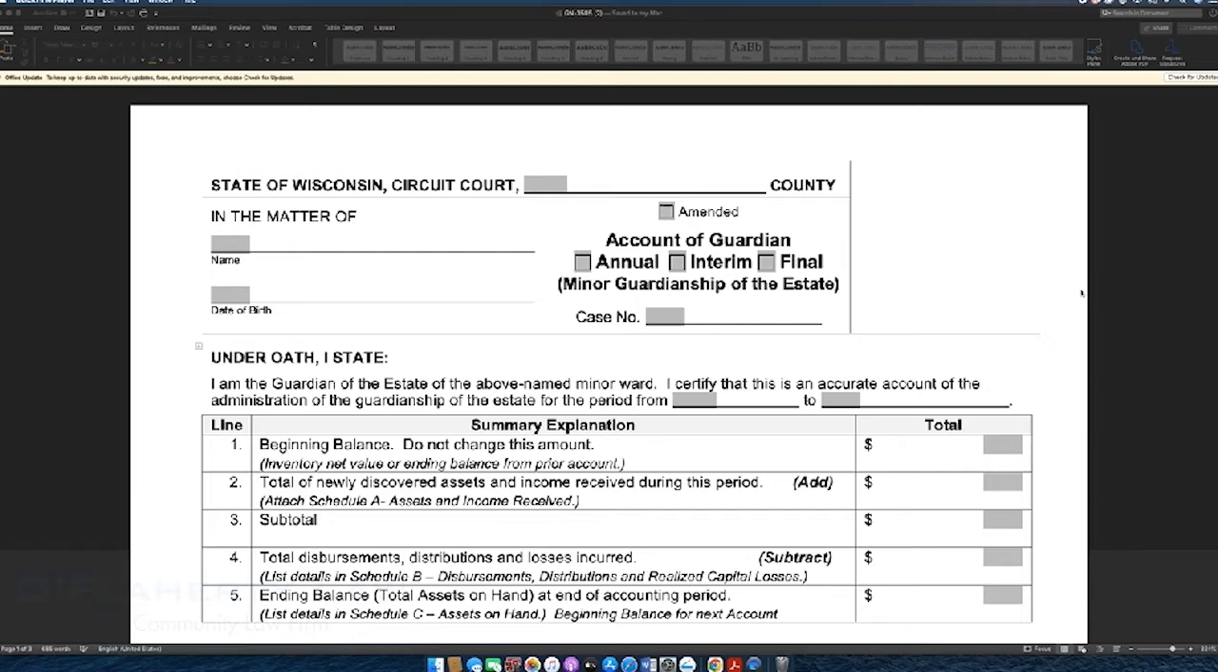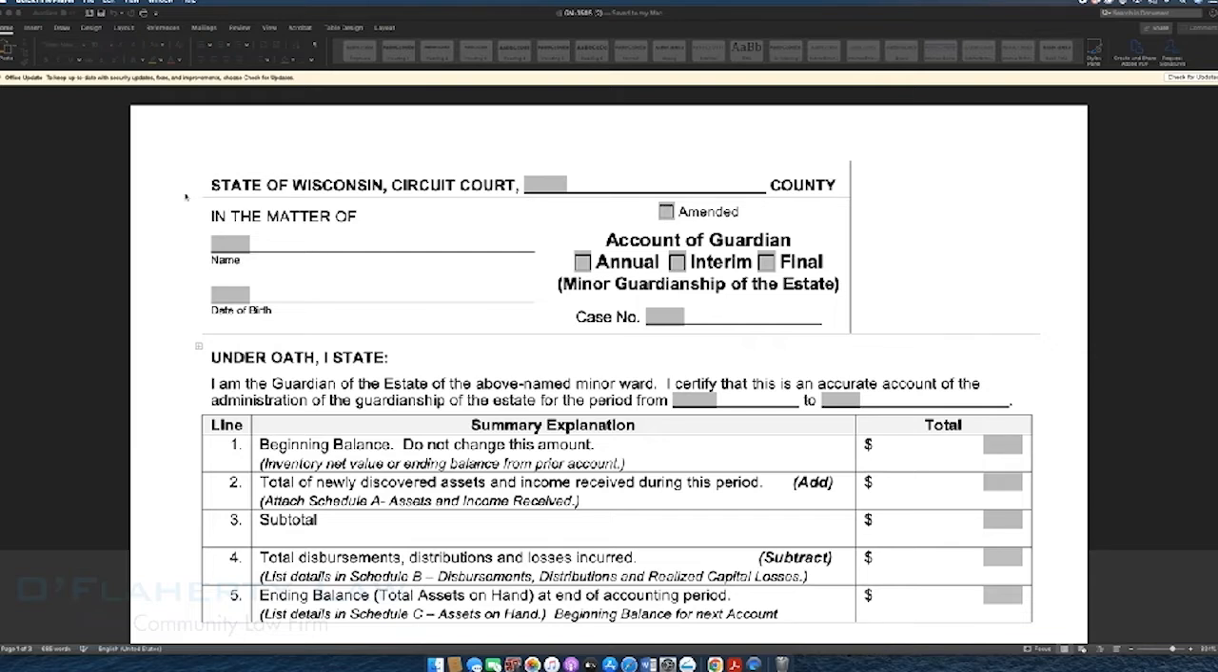But it is noteworthy to state that this is a video that is for educational purposes only, and it is not intended to be nor should be taken as legal advice. If you are running into trouble with properly monitoring your guardianship of the estate, it's always recommended that you meet with an experienced Wisconsin attorney with experience in minor guardianships who can advise you and help you get through any issues that may present themselves. So with that statement made, let's go ahead and jump into how to fill out this form.